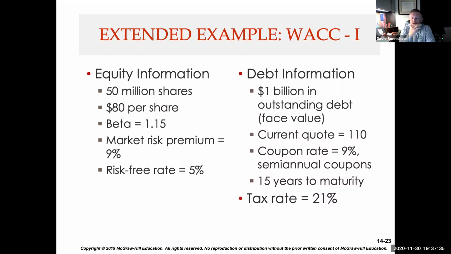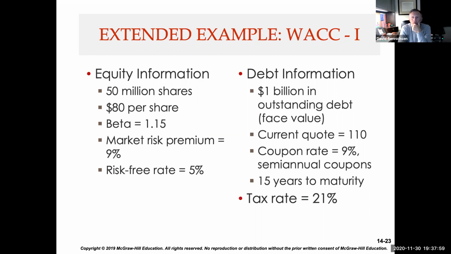That's our equity side. On the debt side, we have $1 billion in outstanding debt. That's the face value. The market is currently quoting 110. We've got a coupon rate of 9%. We've got 15 years to maturity, and we have a tax rate of 21%.